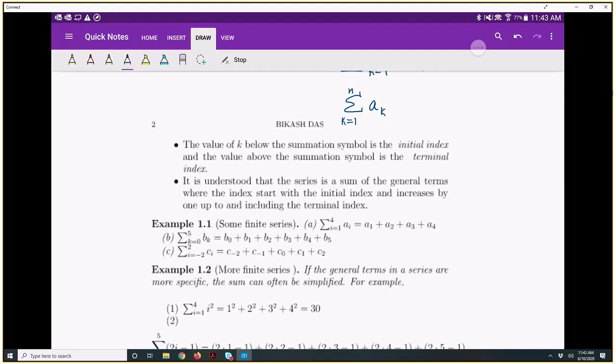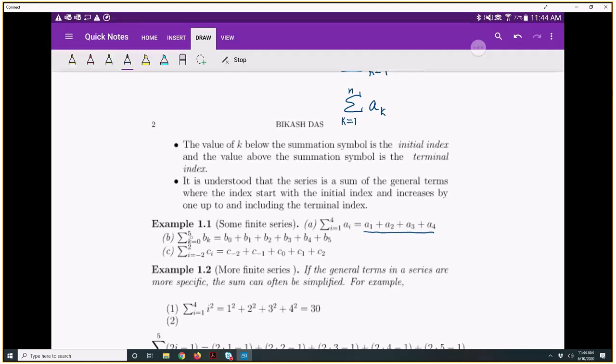So the first example that we'll see is the sum, i going from 1 to 4 of a sub i. Since the initial index is 1, our first term will be a sub 1. Then we're adding, because it's a sum, a sub 2, adding a sub 3, adding a sub 4, and then we stop because our terminal index was 4. So you can see that we counted up from 1 in terms of the index until we got to 4, and then we stopped.